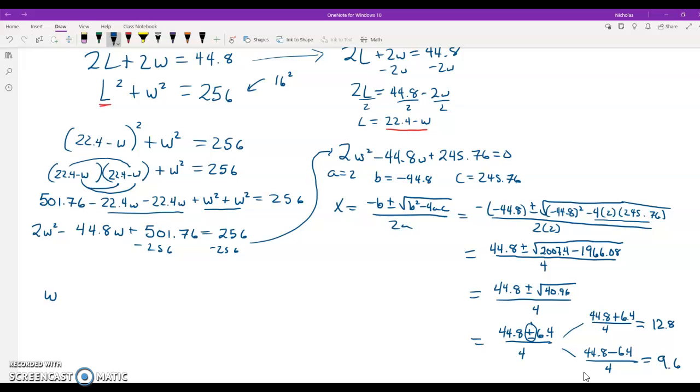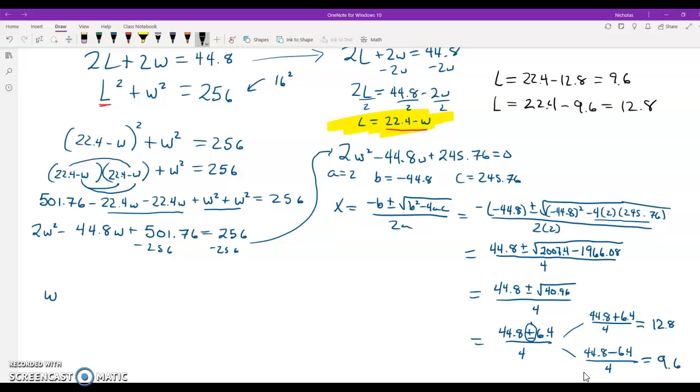Now you might ask, how do we get two widths? Well, if you go take a look at when we have to actually solve for length up here, you can see that if we plug in 12.8, 22.4 minus 12.8 equals 9.6. And 22.4 minus 9.6 will give us 12.8.